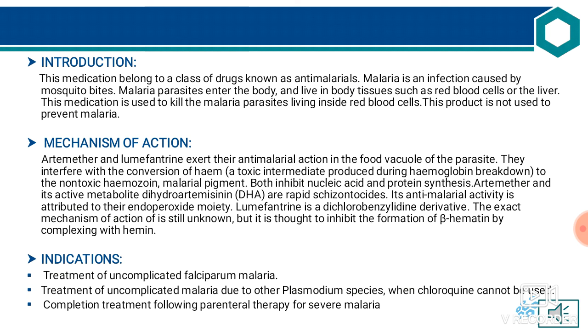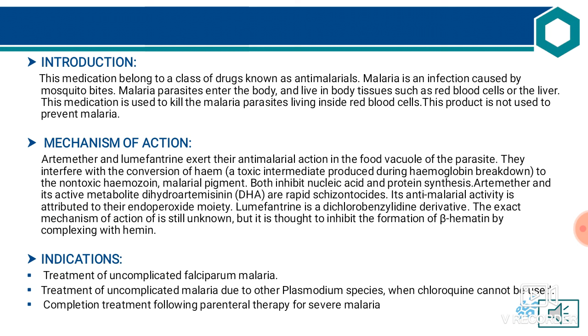Mechanism of action. Artemether and lumefantrine exert anti-malarial action in the food vacuole of parasites. They interfere with the conversion of heme to the non-toxic hemozoin, malarial pigment. Both inhibit nucleic acid and protein synthesis. Artemether and its active metabolite dihydroartemisinin (DHA) are rapid schizonticides. Their antimalarial activity is attributed to their endoperoxide moiety.